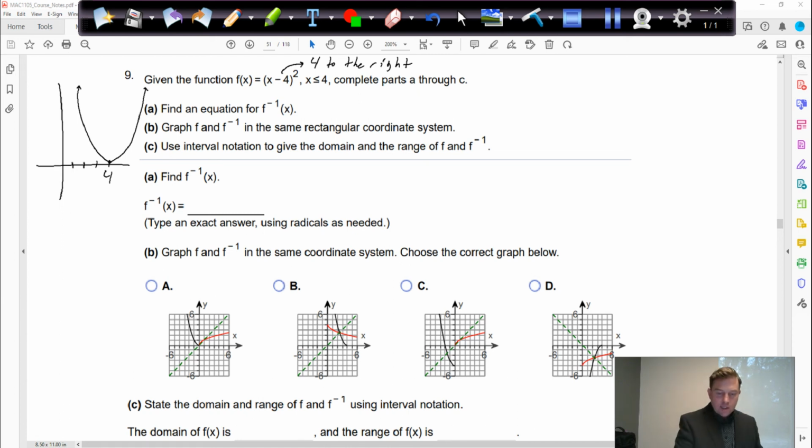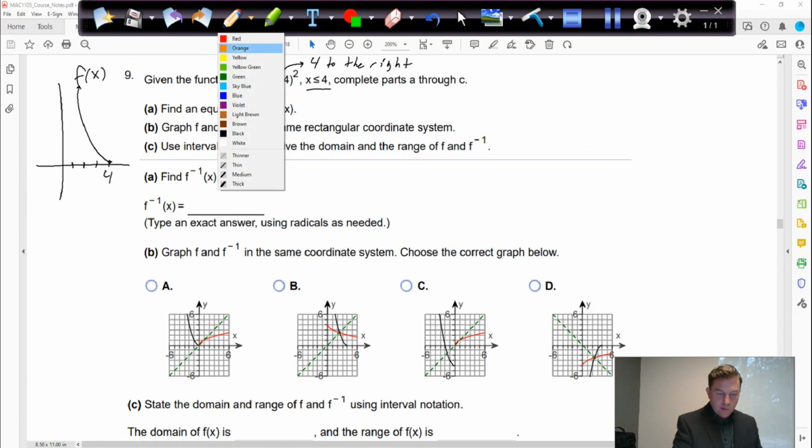It says for x less than or equal to 4. So to make this 1-to-1, they say, let's chop off anything bigger than 4. So to make it 1-to-1, so we can pass a horizontal line test, we just have that chunk. Okay, this is f. But now they want us to find the inverse. So this is where we've got to run our steps.